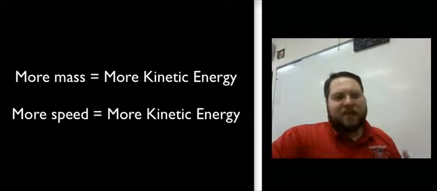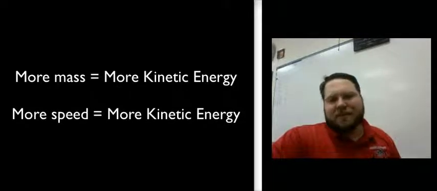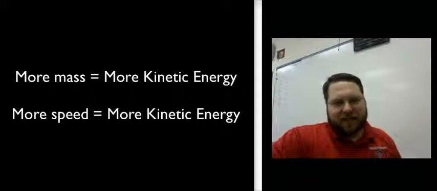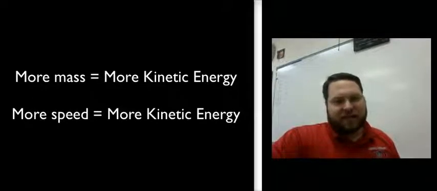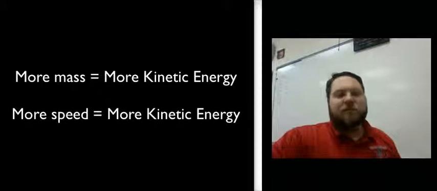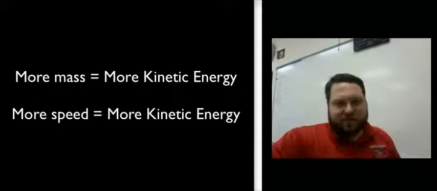And the way it works for kinetic energy is this. It depends on two factors, the mass of the object and the speed of the object. The more mass an object has, the more kinetic energy it has. Also, the more speed it has, the more kinetic energy it has. So the faster it's moving, the more kinetic energy it has. And temperature is the average kinetic energy of the molecules of a substance.